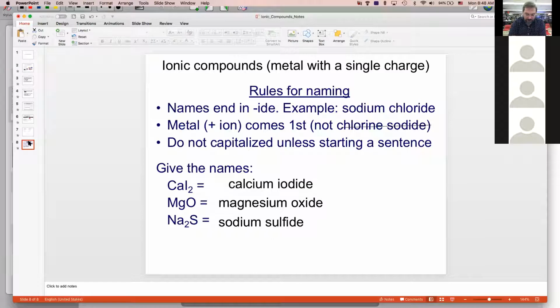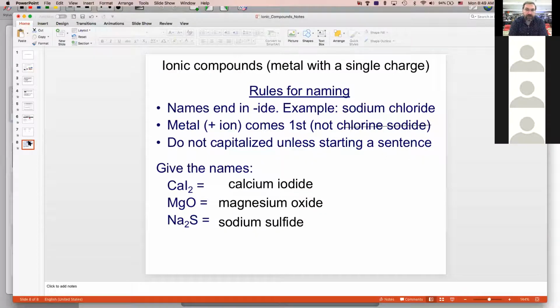So you change the end of the element's name. For calcium iodide, CaI2, Ca is calcium. That's the name on the periodic table. And I is iodine, but you don't make it say calcium iodine. Instead, it's calcium iodide. You just change the name to end with "ide." Same with magnesium and oxygen. The magnesium and oxygen compound is called magnesium oxide. And sodium and sulfur, that compound together is called sodium sulfide. So you just change the name of the anion to end with "ide."